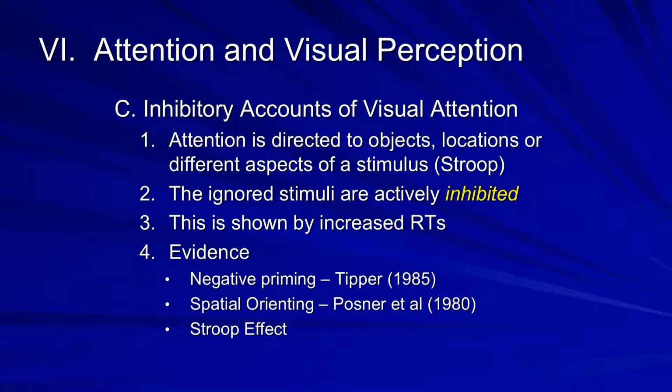immediately following that, we'll have a harder time recognizing or identifying those things we've been ignoring, or finding things that are in those locations. So if we've been ignoring a location, it takes longer to identify something in that location because it's been actively inhibited. If we're actively inhibiting some object, and then we ask somebody to identify that object, it'll take them longer to identify. That's what we call negative priming.